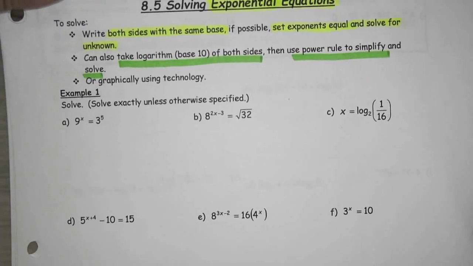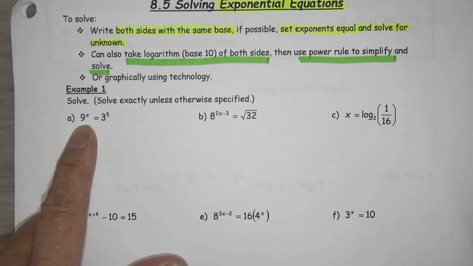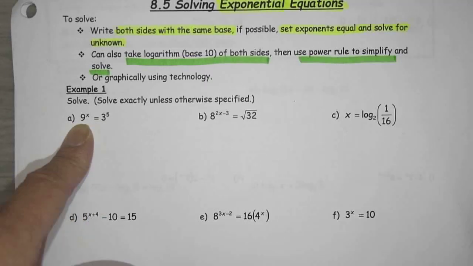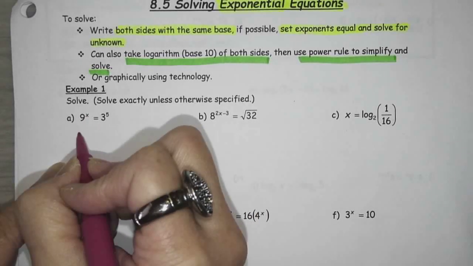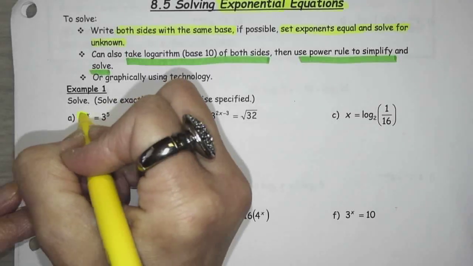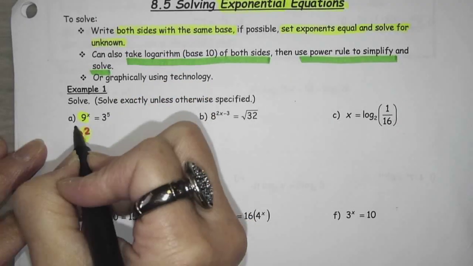So now let's try some of them. When we look at it, we decide which strategy is best. For this one, I can see that they both have 9. There's a 9 and a 3. So this one has a base of 3 if I choose to make it a base of 3. So 9 is actually 3 squared. So I grab this and say this is actually 3 squared. Then I put the rest of it still around it.